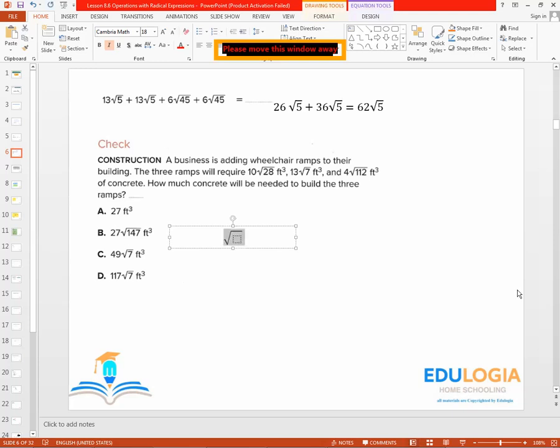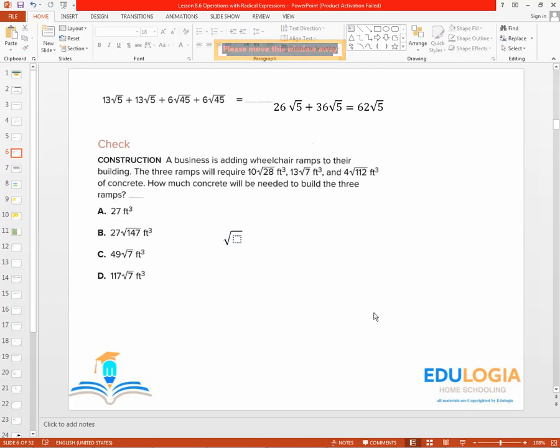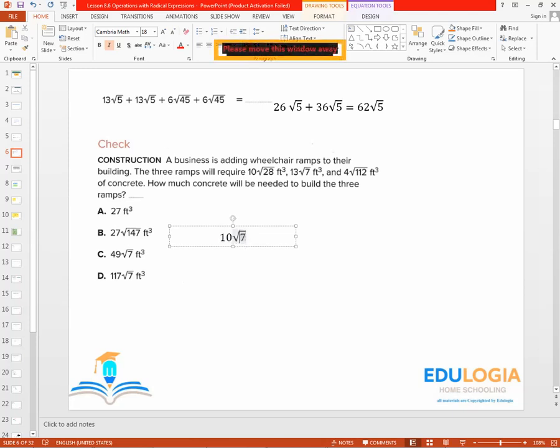The first part here is 10 root 28. What about 28? 7 times 4. Keep 7 in and 4 outside. So it's 20 root 7. It's all about addition, right? We have also 13. Just add it, make it 33. Add the two together, as you like. 33, okay.